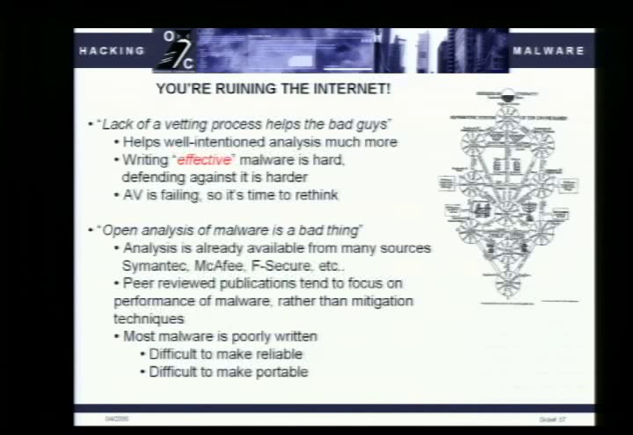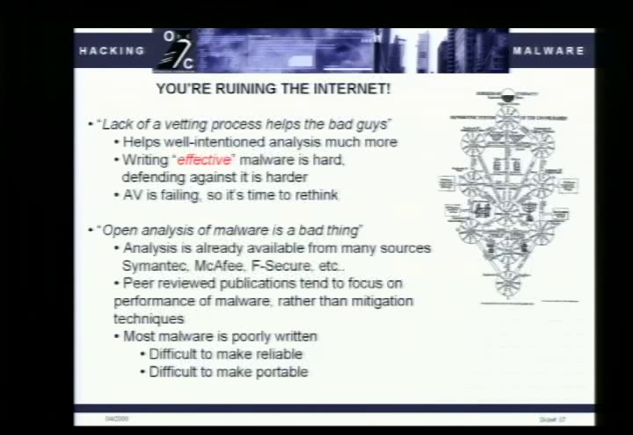So we've got a little bit of criticism from this. If any of you read FunSec, you were witness to this firsthand. So the first comment we got was that lack of a vetting process helps the bad guys. Well, what we're saying is that it helps the well-intentioned analysis, or it hurts them much more. So writing effective malware is hard, thankfully, but defending against it is harder. It's a lot of work to get into the reverse engineering field and that sort of thing. And if we come to it, AV is failing. It detects the known stuff, but the unknown stuff is what we're worried about.